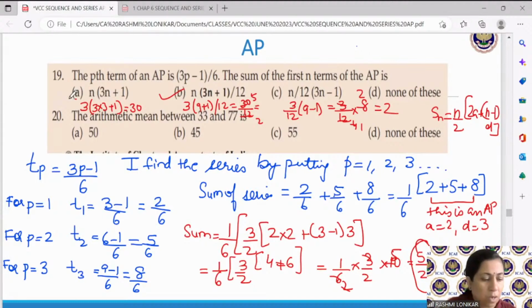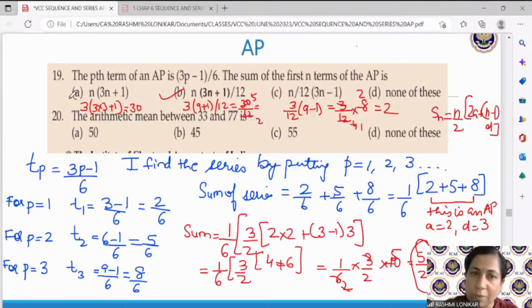Okay, Kavya, please pay attention. Now in this sum, what has happened is that a pth term is given and they're asking the sum of the first n terms. They're just trying to confuse you because first they're using the alphabet P and then they're using N. It is nothing but one and the same thing.